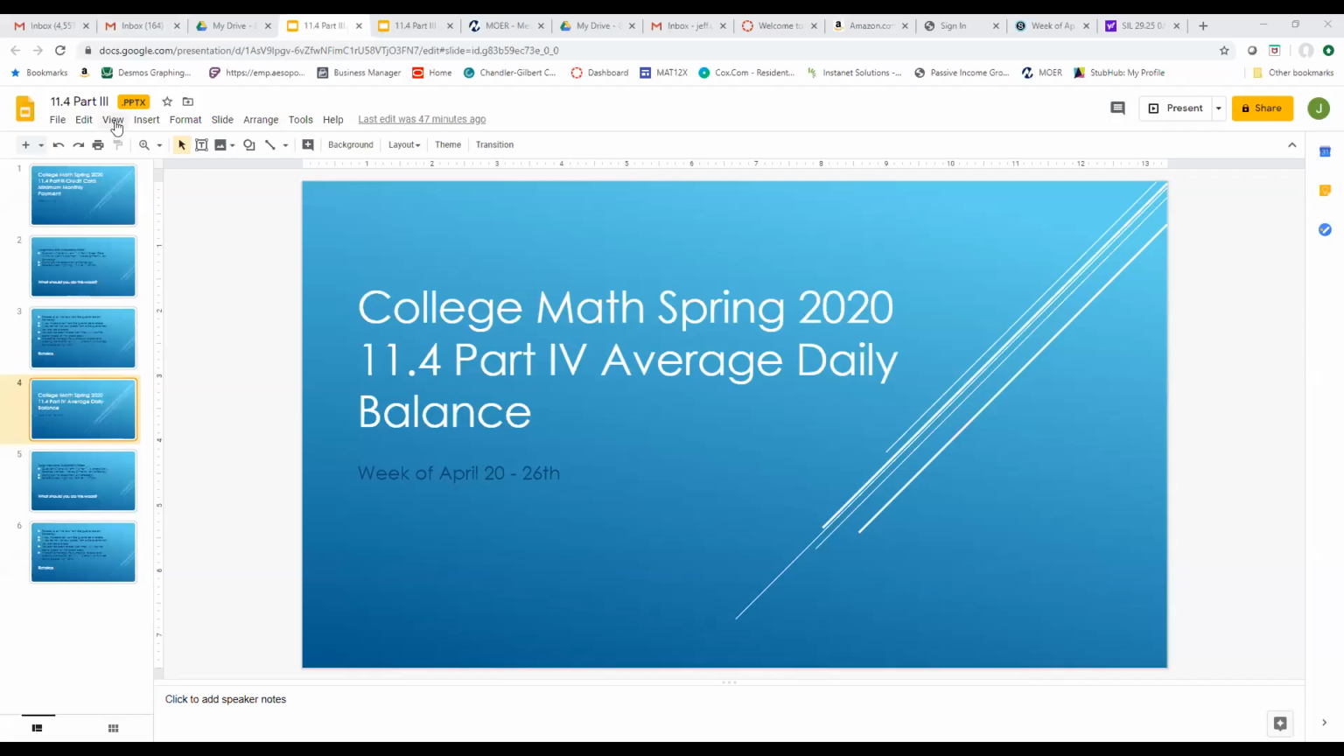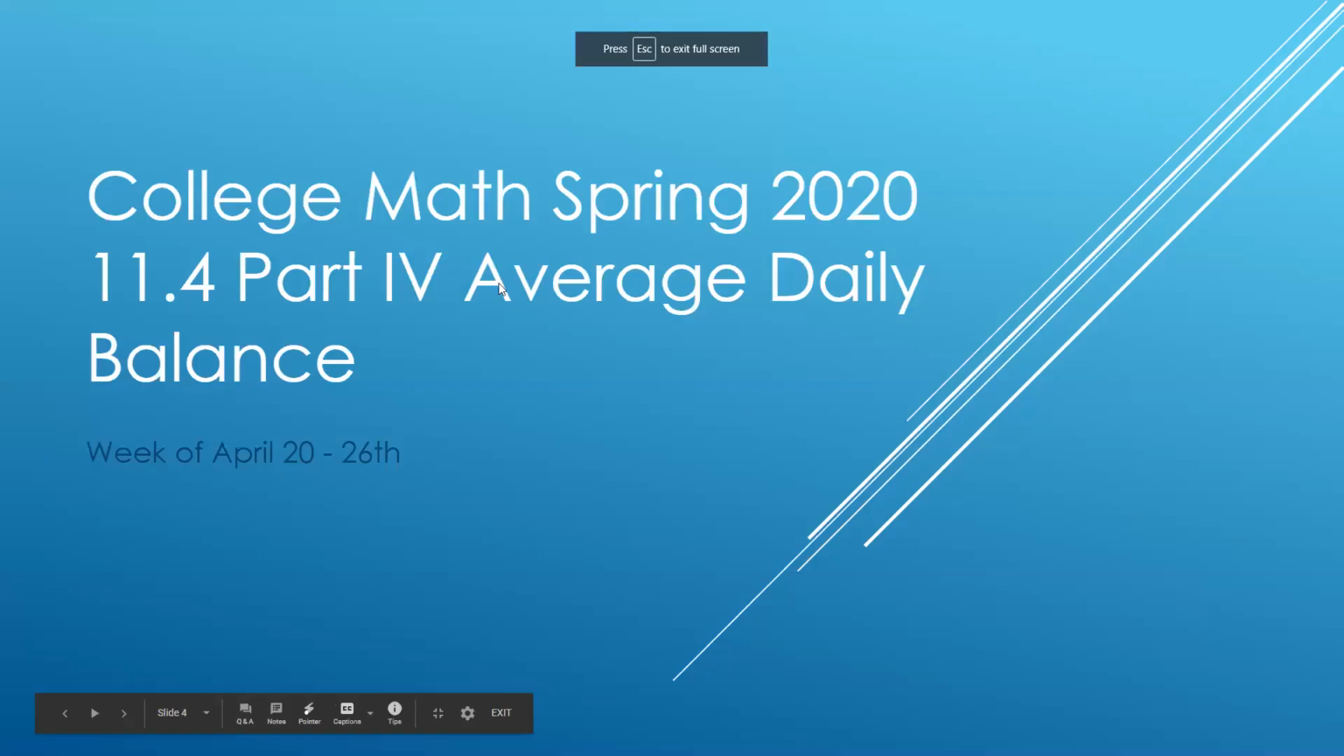Amidst the stay-at-home order, I'm sure many of you are working part-time. Some of you may be working a little bit more, a little bit less. Hopefully, you are continuing strong with all of your schoolwork. This week, April 20th through the 26th, we are looking at 11.4 part 4, average daily balance.